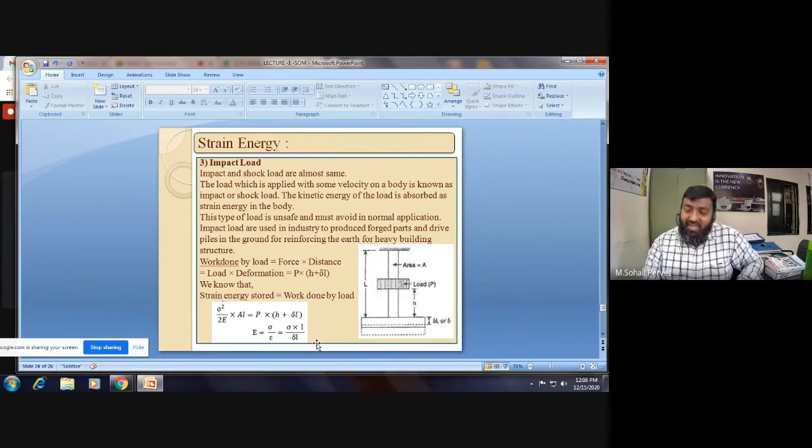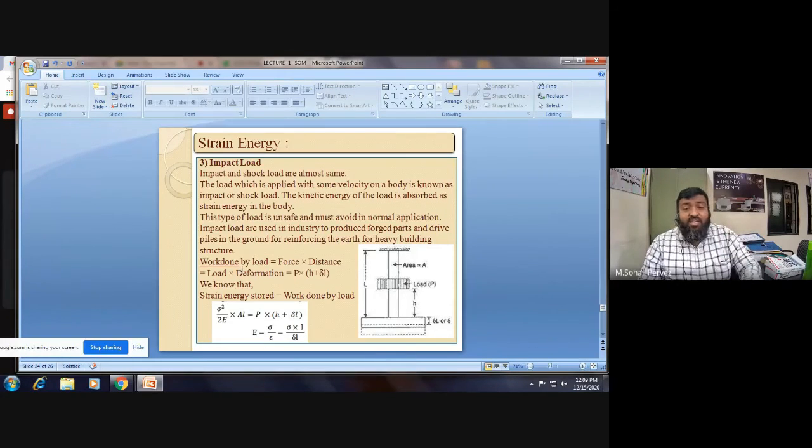Impact load. Now again, the impact or the shock load, same thing. Now consider a rod of some diameter d and area A. A free falling load P is released from a height of h. Let L be the length of rod. A collar is attached at the end, and when this load strikes the collar, there is a change in length of this rod L, that is delta L.